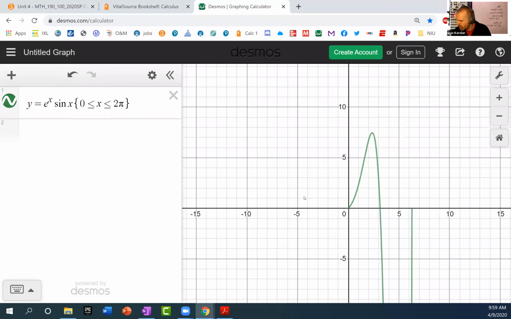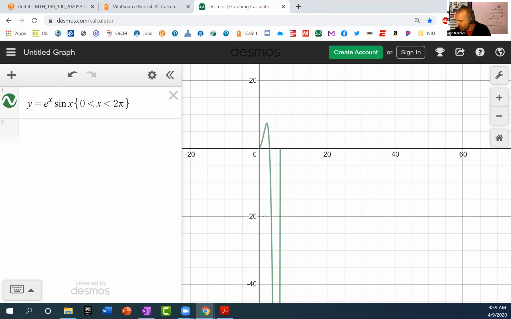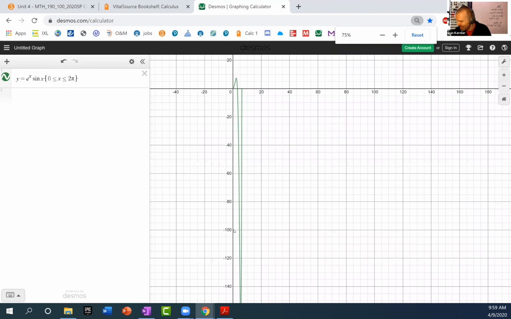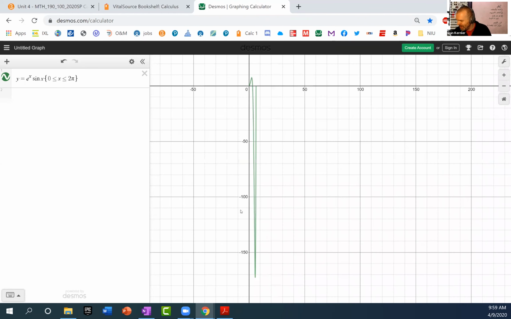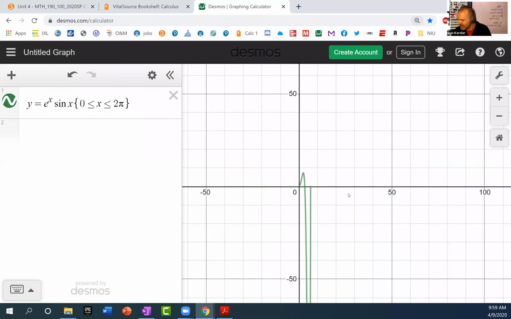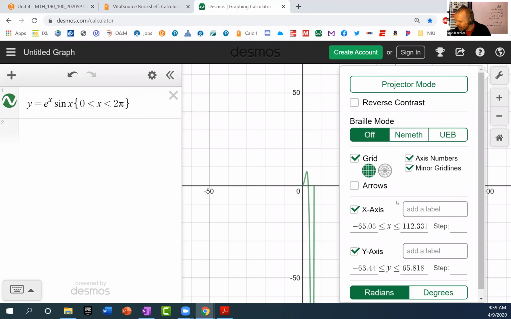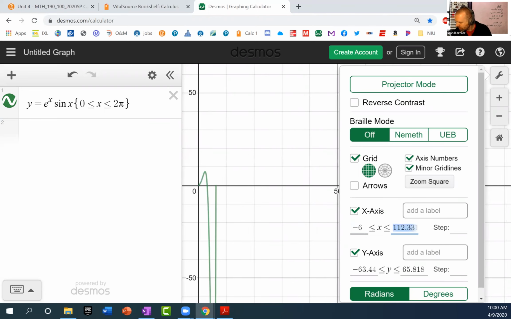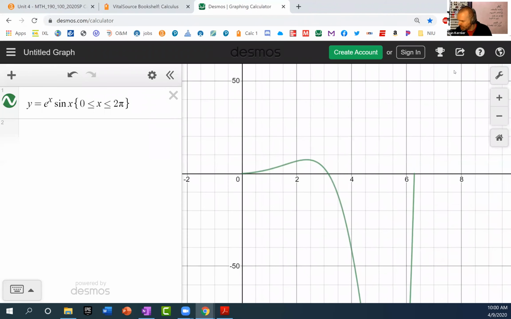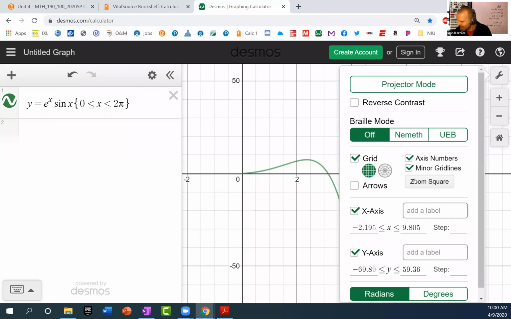And, whoa, look at that, that's exponential growth there. Whoa, it tips way down. That's crazy. That's wild. Can we change the x to go like negative 6 to 6? Then we need to change the y to something crazy.